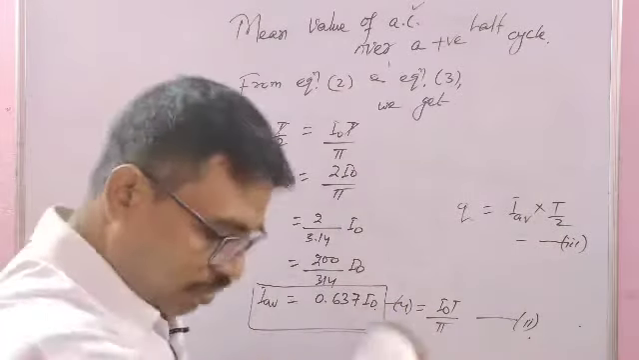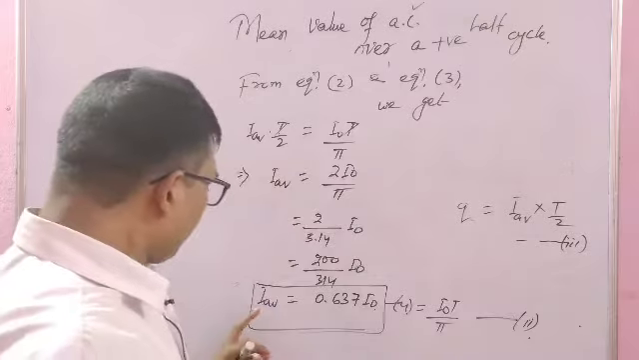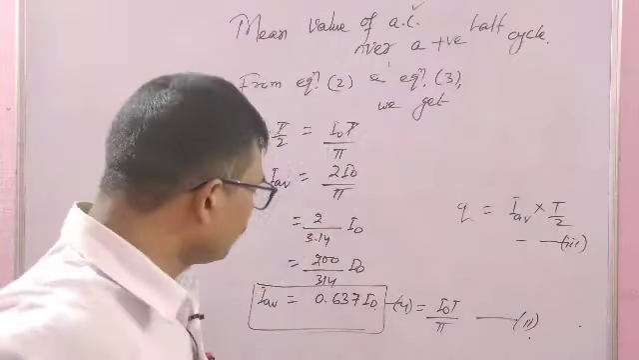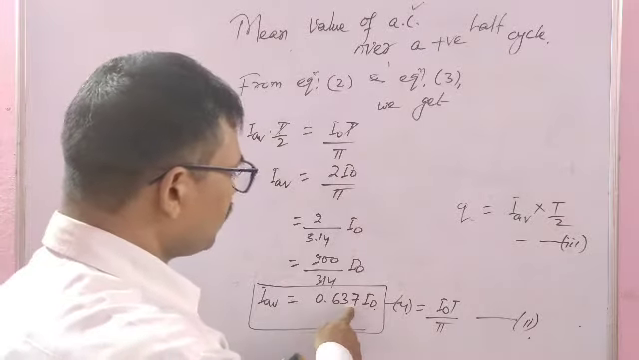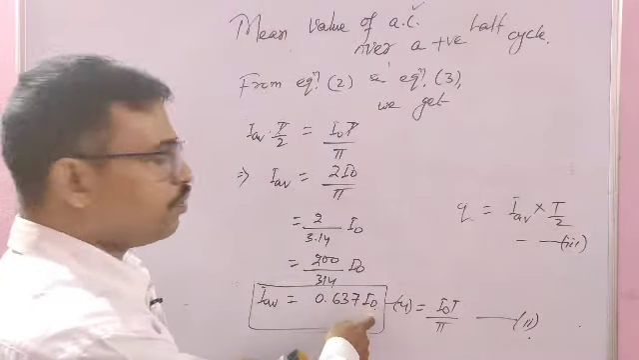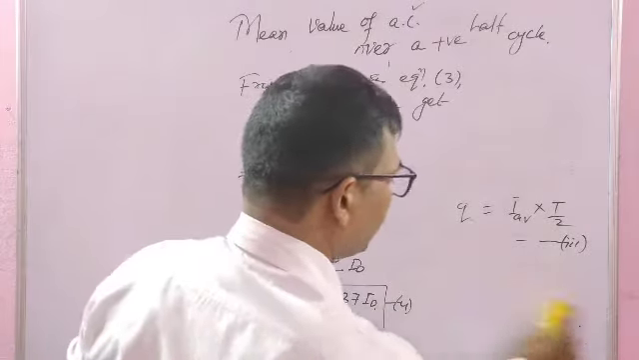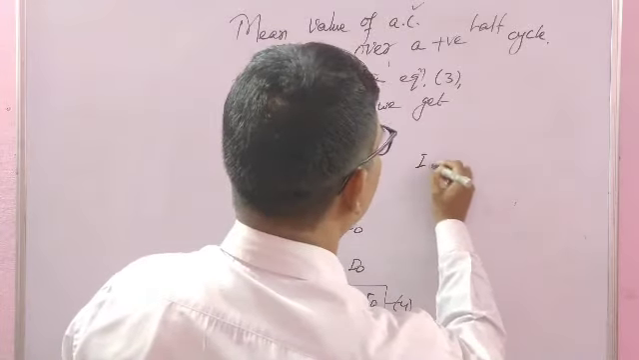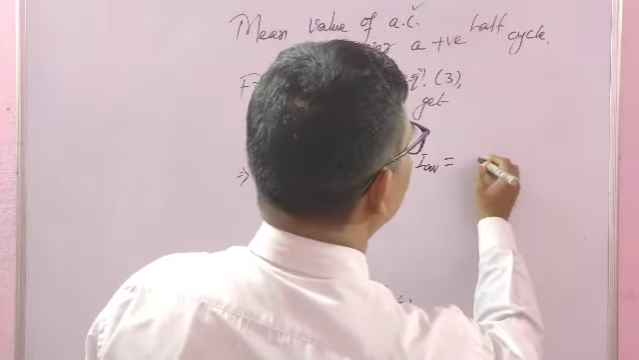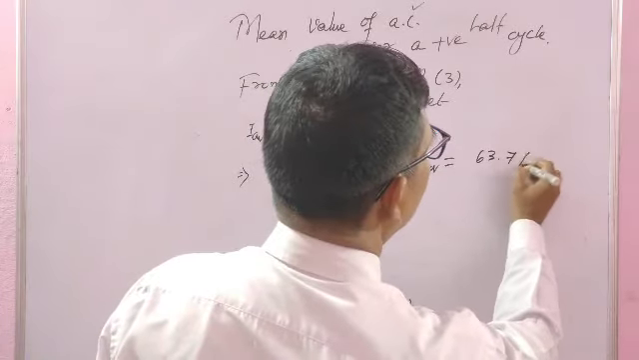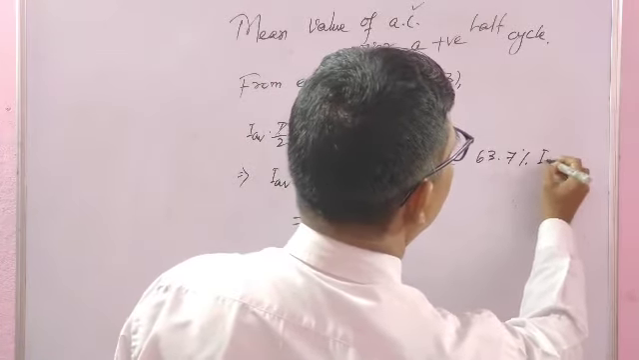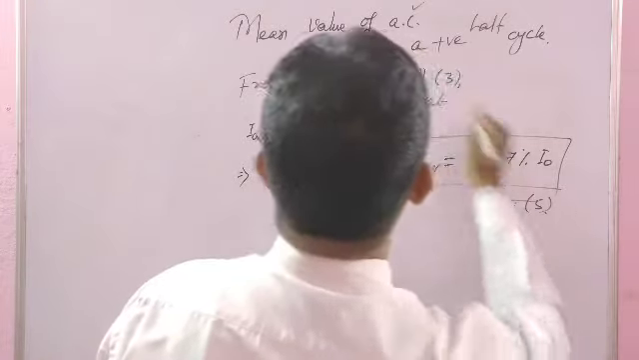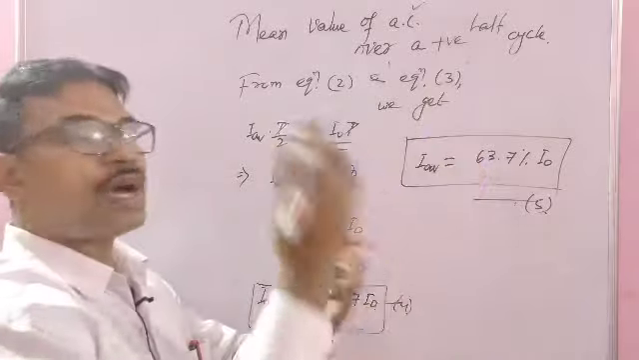Okay. Now how can you say the mean value of AC over a positive half cycle is equal to 0.637 times the peak value of AC. If you multiply by 100, it becomes a percentage. So we can write I average is equal to 63.7 percent of the peak value of AC. So it is the mean value of AC over a positive half cycle.